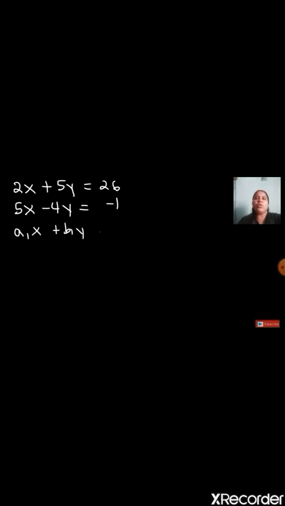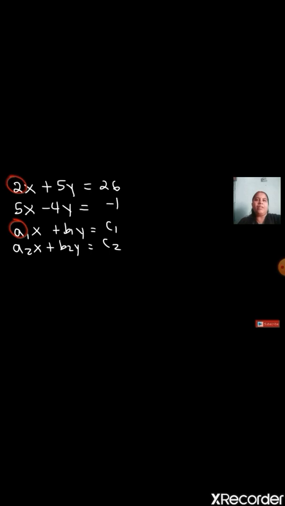Let us take one example, that is 2x plus 5y is equal to 26 and 5x minus 4y is equal to minus 1. The first step in this method is to compare these given equations with the general form. The general form of equations is ax plus by is equal to c. But since there are two equations used in this, we will use a1x plus b1y is equal to c1 and a2x plus b2y is equal to c2.